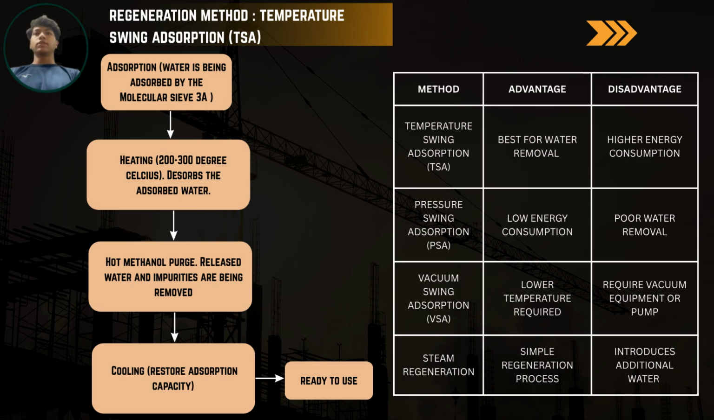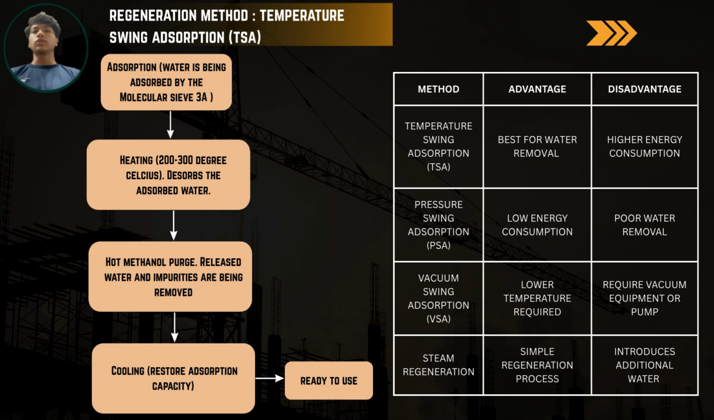Then I will be presenting the regeneration method, which is the temperature swing adsorption or TSA method. The first step is the adsorption process itself. In this step, water is adsorbed by the molecular sieve 3A. The next step is the heating process, where the operating condition is 200 to 300 degrees Celsius.